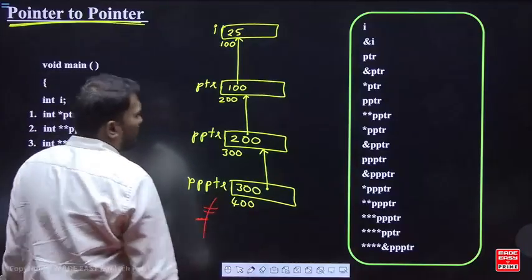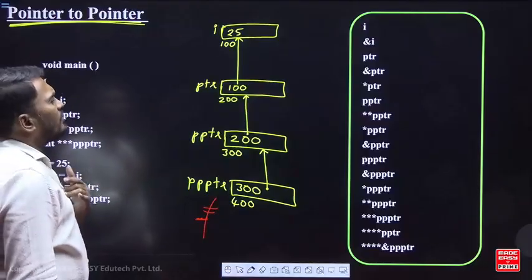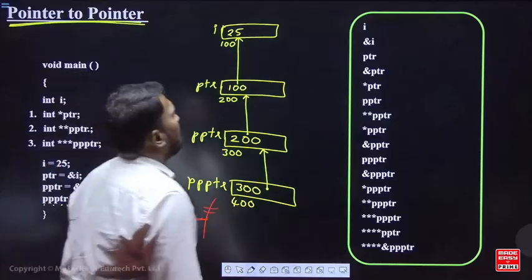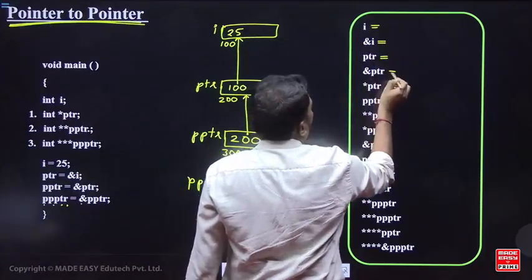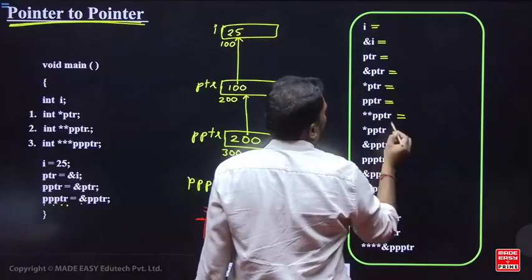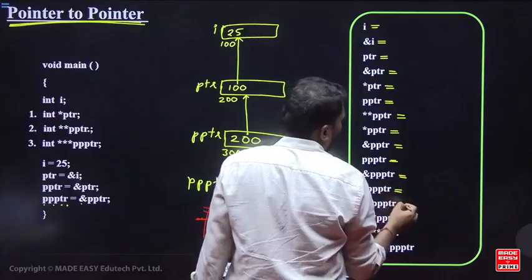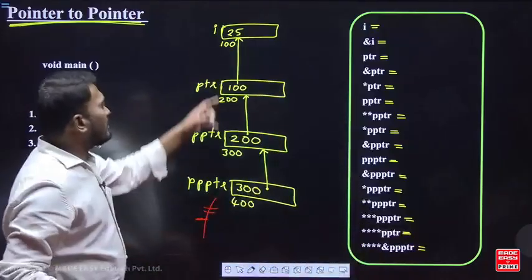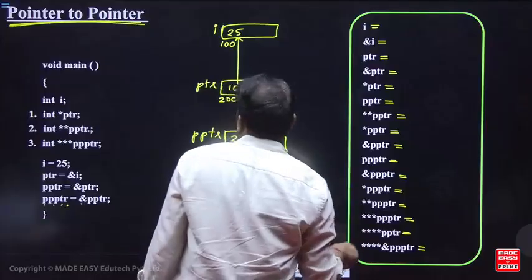Now if I do printf of these things, what is the output you are going to get? You need to write that there. If I say printf I, what will it print? Printf address of I, printf PTR, printf address of PTR, printf star PTR, PPTR, double star PPTR, single star PPTR. So you write all this according to this diagram. You copy this, and in between also you can copy. I will tell you what the other things are.